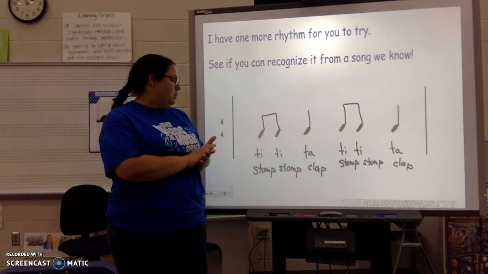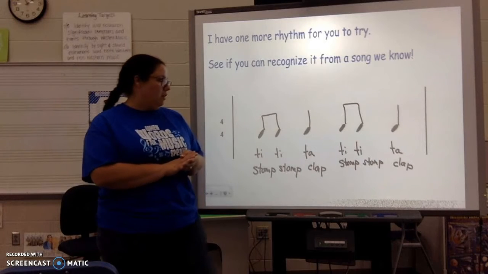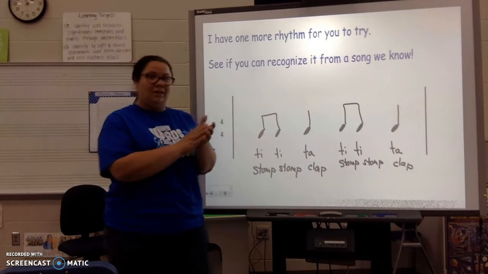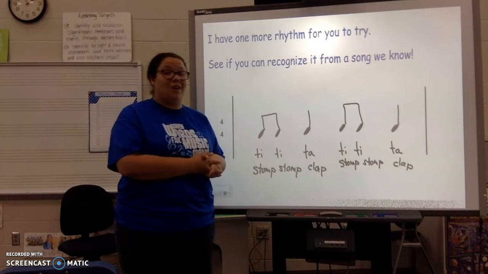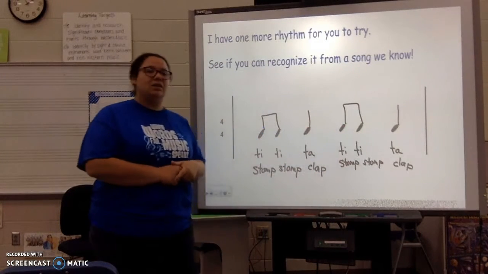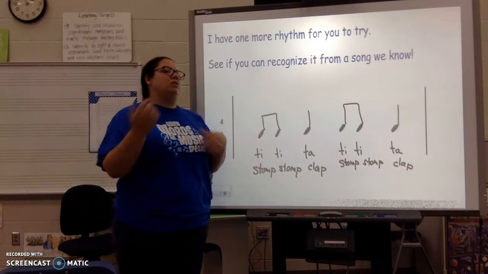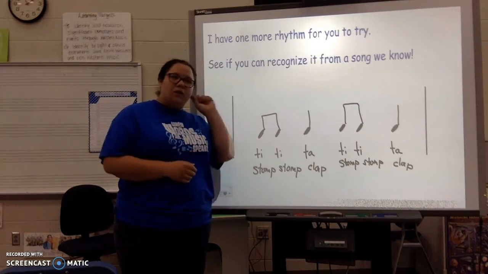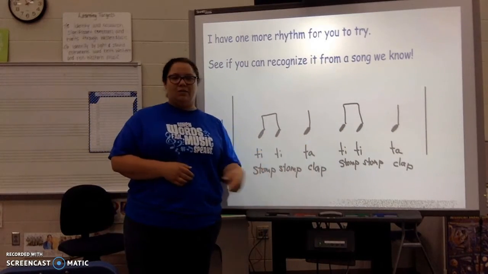So let's try that together. 1, 2, ready, go. I bet now you recognize it. So we have these in all of the songs that we know today too. So that's a great way for you to listen to the radio and see if you can hear some of our rhythm patterns that we find today.